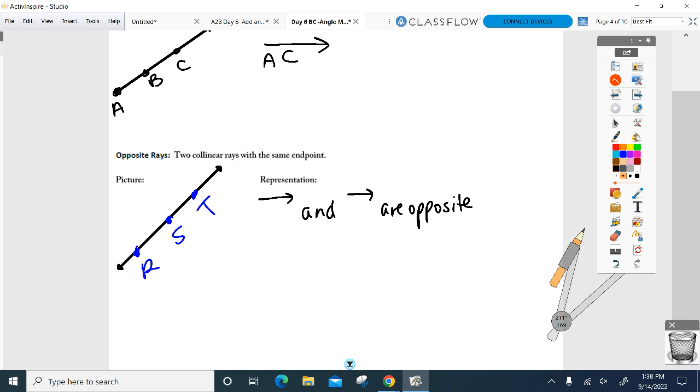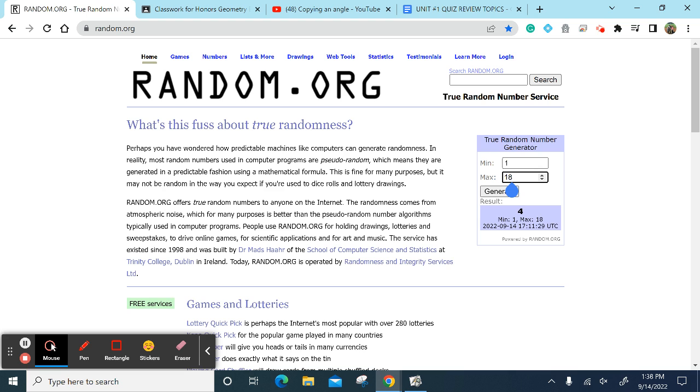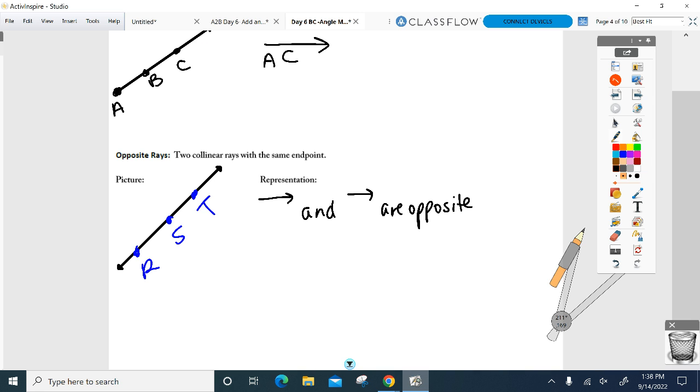What do we think here? Name two opposite rays. They have to share the same endpoint, go off in different directions. Here we go. Let me put the 2-8 up there. Hey, let's hear from 16 first today. We're naming two opposite rays.